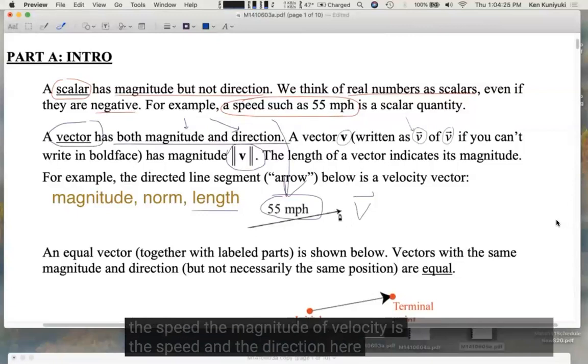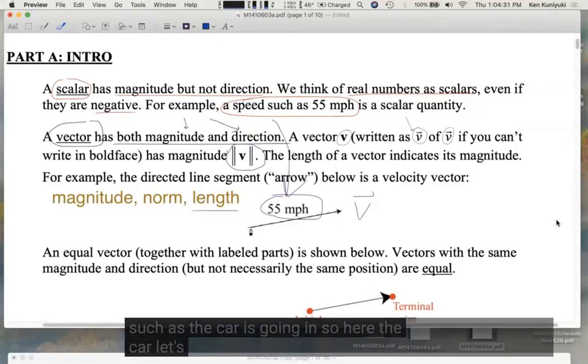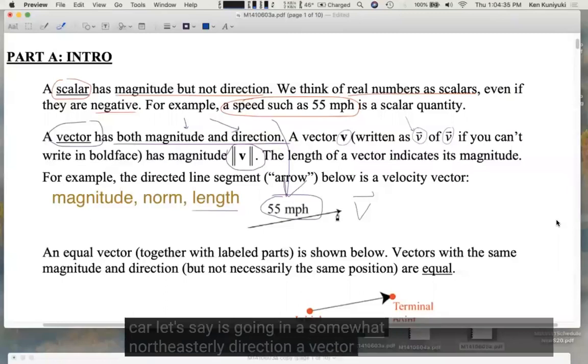And the direction here is, of course, the direction in which the object, such as the car, is going. So here, the car, let's say, is going in a somewhat northeasterly direction. A vector has magnitude, like speed, and direction. The magnitude, the speed here, is the length of the vector.